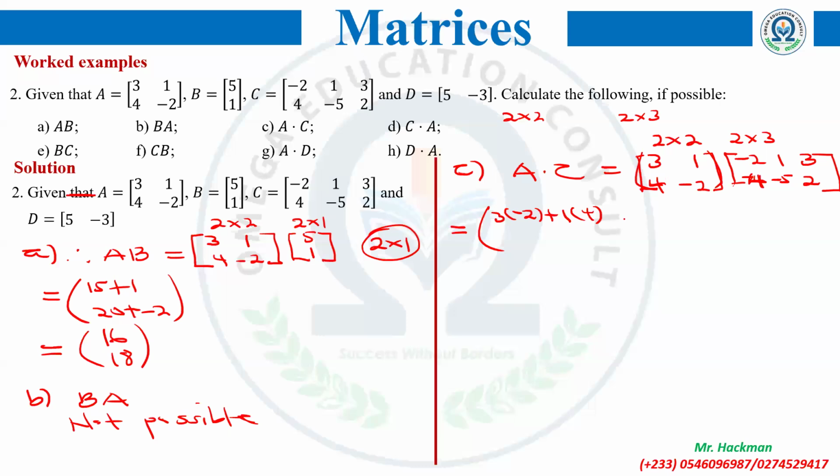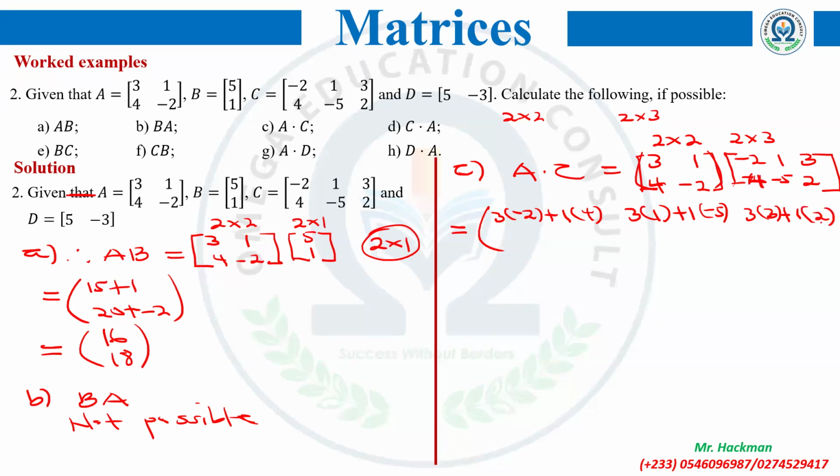Now the second one. So it will be 3 times 1, and then 1 times 5, then plus 1 times -5. Then the next one will be 3 times 3, then plus 1 times 2. In any case, I'll close my brackets.